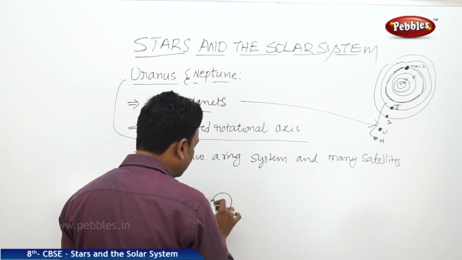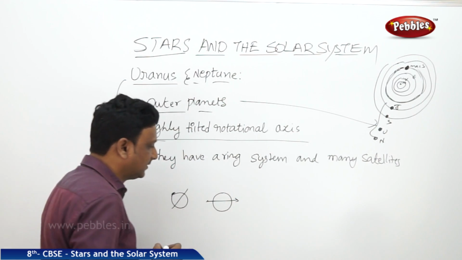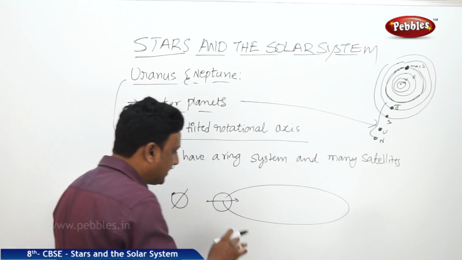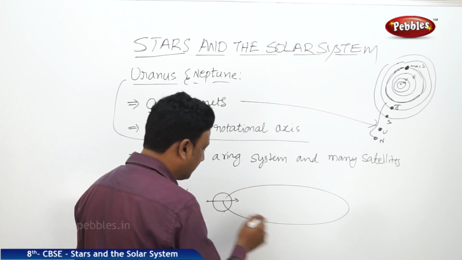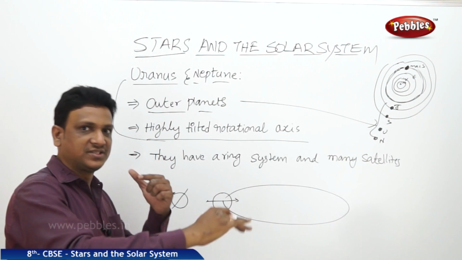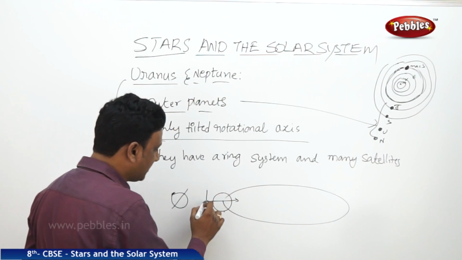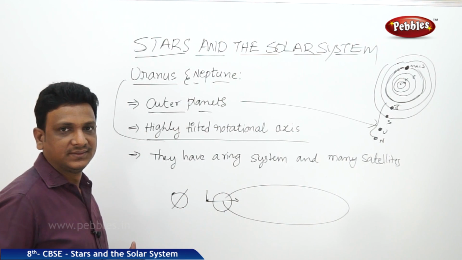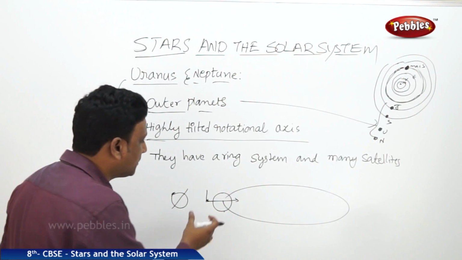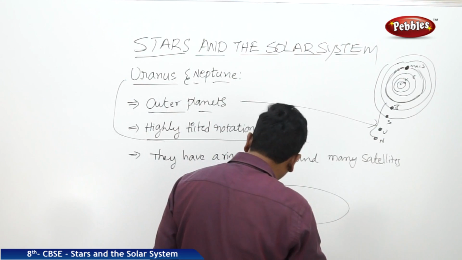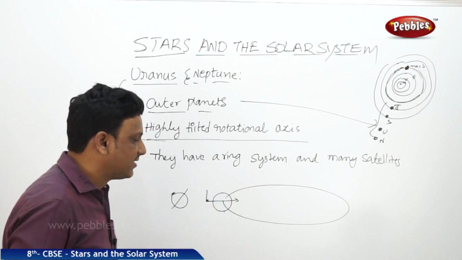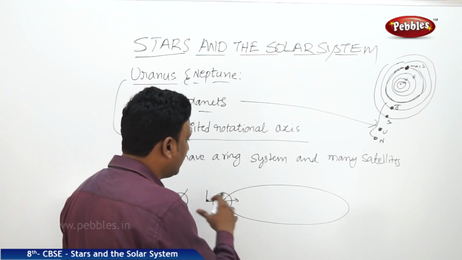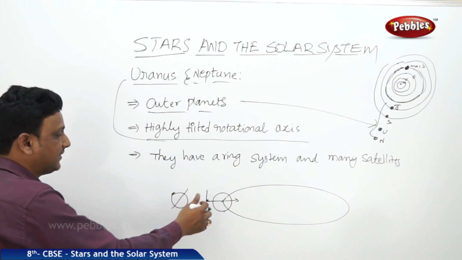If you take Uranus, its axis is like this. So this is the orbit. When it is revolving in the orbit, it appears like it is rolling on its side because it is very much tilted. The inclination is very much a 90 degree tilt. See that? Very much tilted. Because of that, it appears like it is rotating on its side. When you see the revolution of Uranus, it appears to be moving on its side because of its axis.